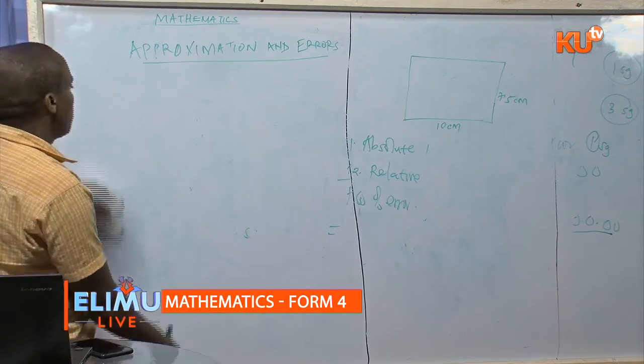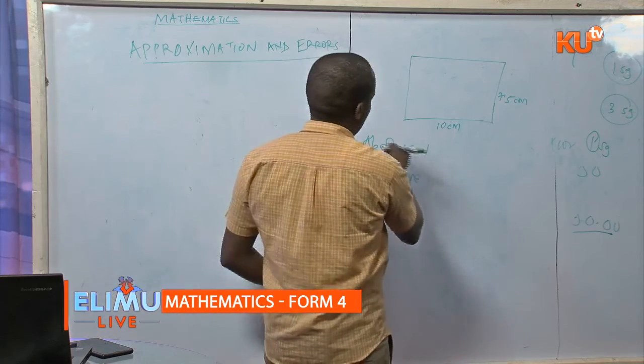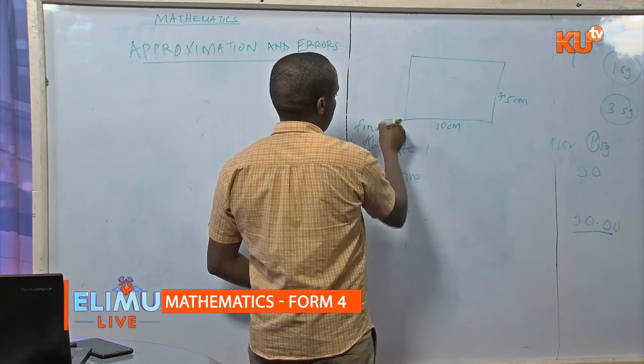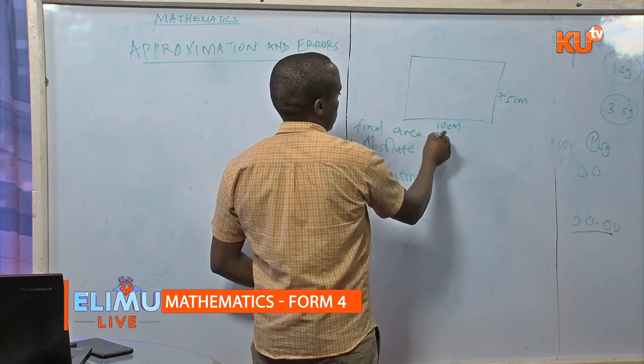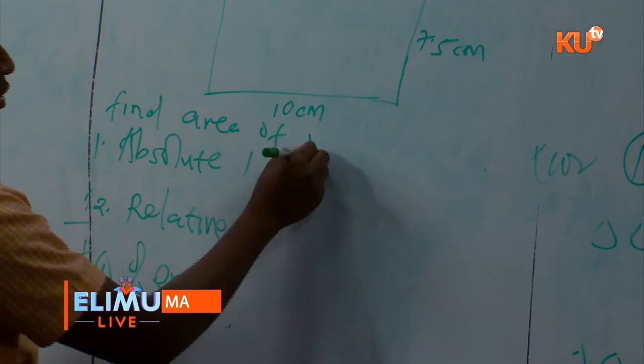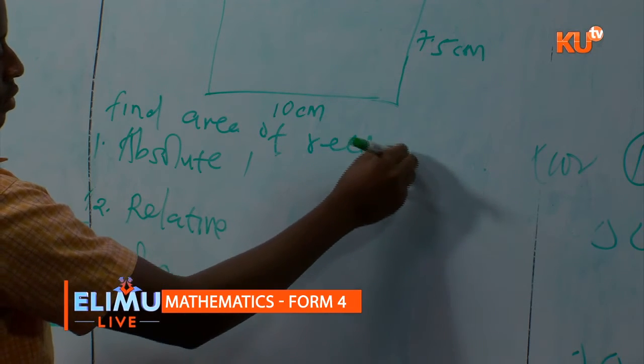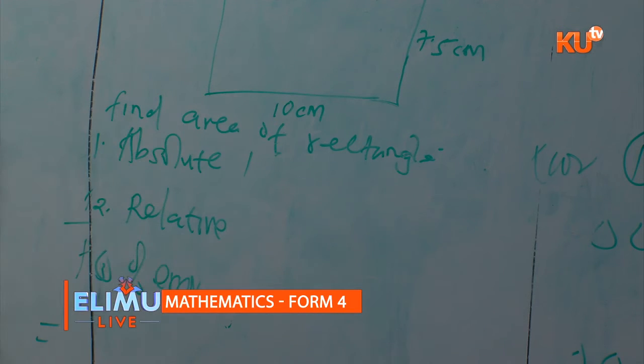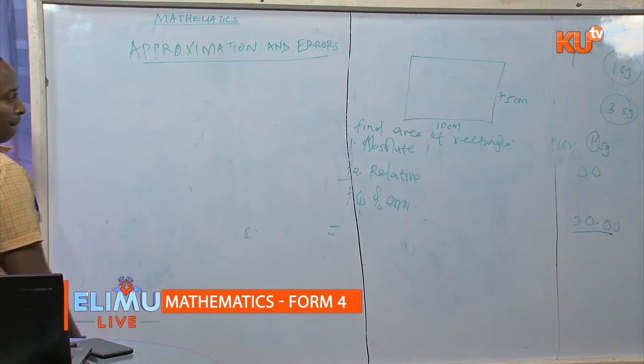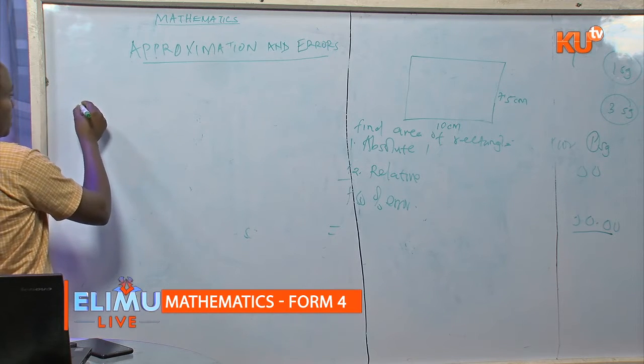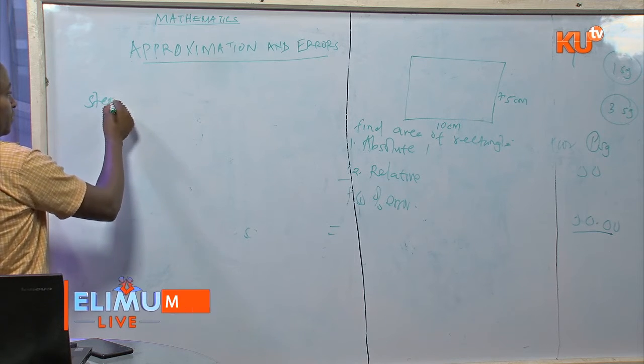Allow me to remove this one. For the absolute error, maybe I want to find the area of the rectangle. Like that. And get the absolute, relative, and the percentage. So the actual will be very simple here. First, look at the first step to follow.